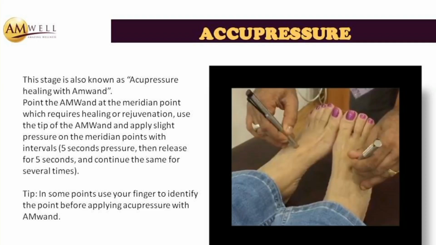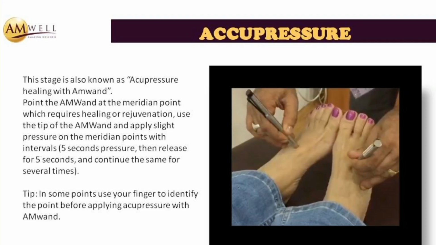Point the wand at the meridian point where it requires healing or rejuvenation. Use the tip of the wand and apply slight pressure on the meridian point at an interval of 5 seconds pressure and 5 seconds release. So use the tip point, hold it for a while and then release, hold it for a while, release. Every 5 seconds you apply pressure, 5 seconds release, for a certain period of time. You have to do it multiple times. Again, it would be good if you were able to count 9, 18, 27 or 36.